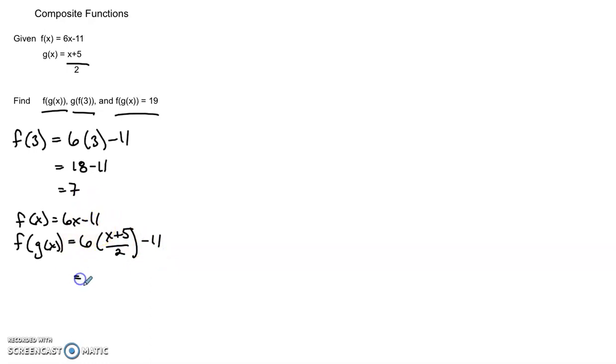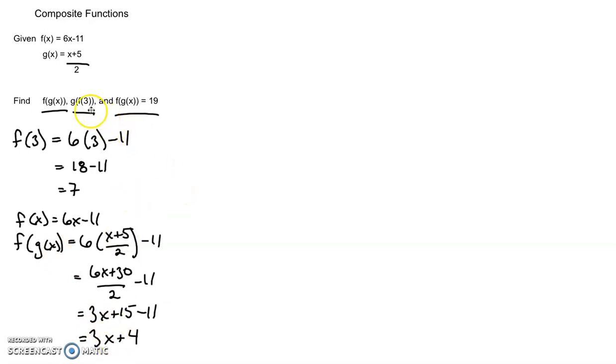We can simplify this a bit. We'll end up with (6x plus 30) divided by 2 minus 11. And then we can simplify this even further. 6x divided by 2 is 3x. 30 divided by 2 is 15, minus 11, which will equal 3x plus 4. So f of g of x is 3x plus 4.